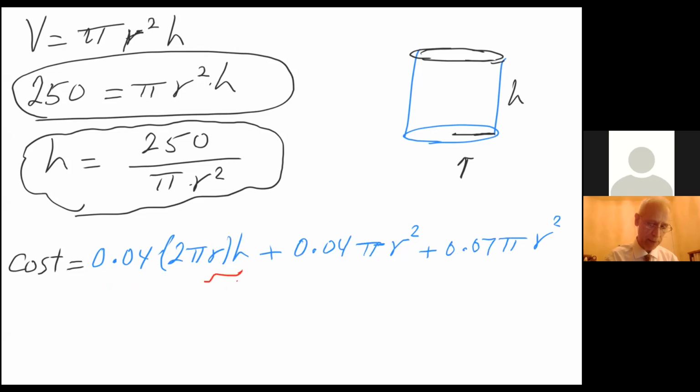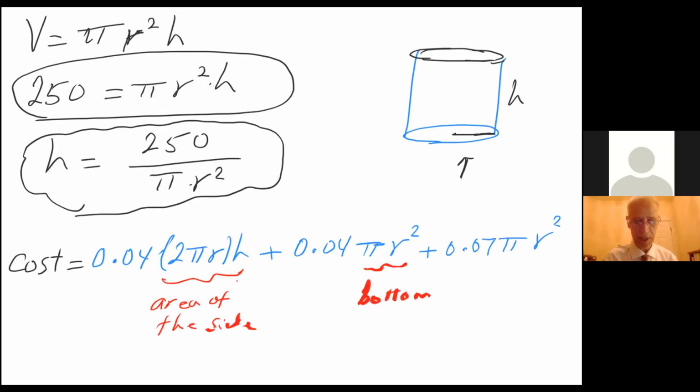So once again, this right here was the area of the side. This right here was the area of the bottom, which is the same as the area of the top. I wrote it separately because the cost is different for the material used for the bottom and the top. So let me go ahead and go to the next page.